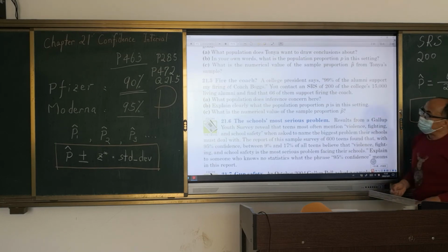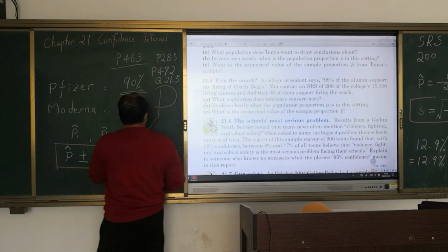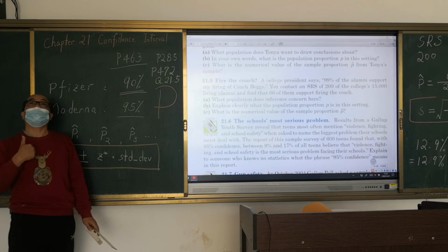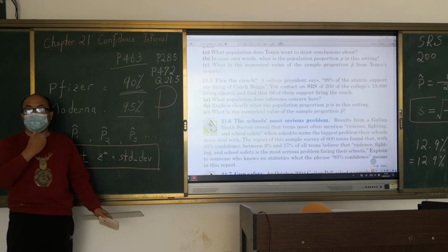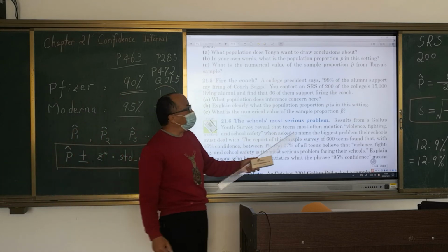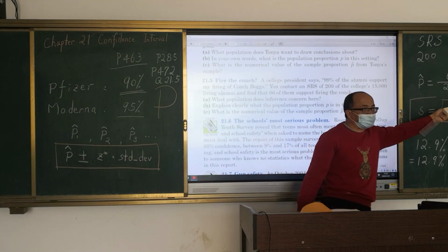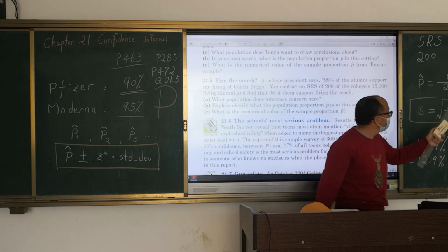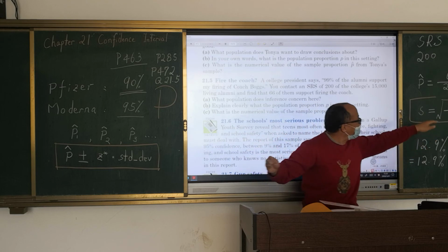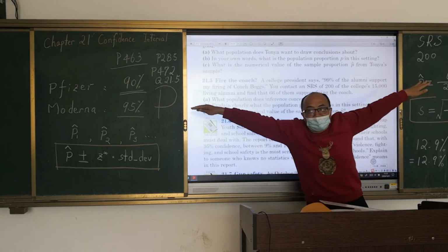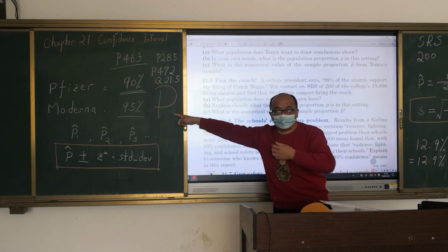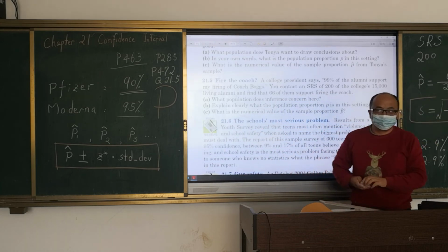And the college president says 99% support me to fire the coach. And your p hat is 33%. That is the 99% and the 33%. That's very, very far. Is that possible in this range?